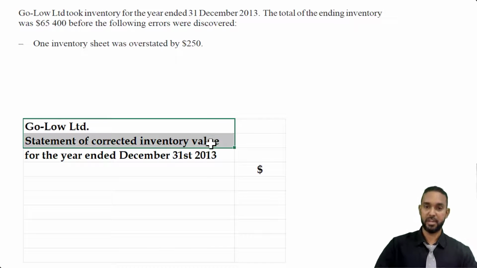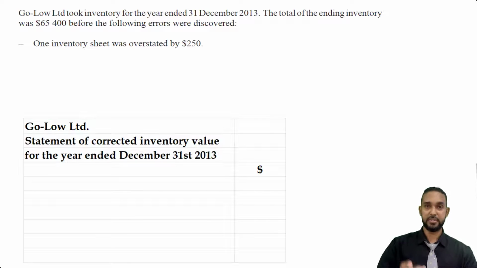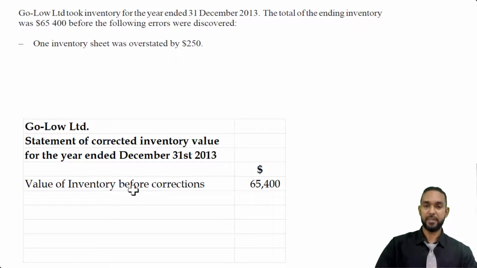Don't forget to head up whatever it is you're doing. Golo, statement of corrected inventory value for the year ended December 31st, 2013. Now, it's not a financial statement, so there's no one correct format. The first thing we're going to start with is the value of inventory before the correction, $65,400, which we are seeing up here.